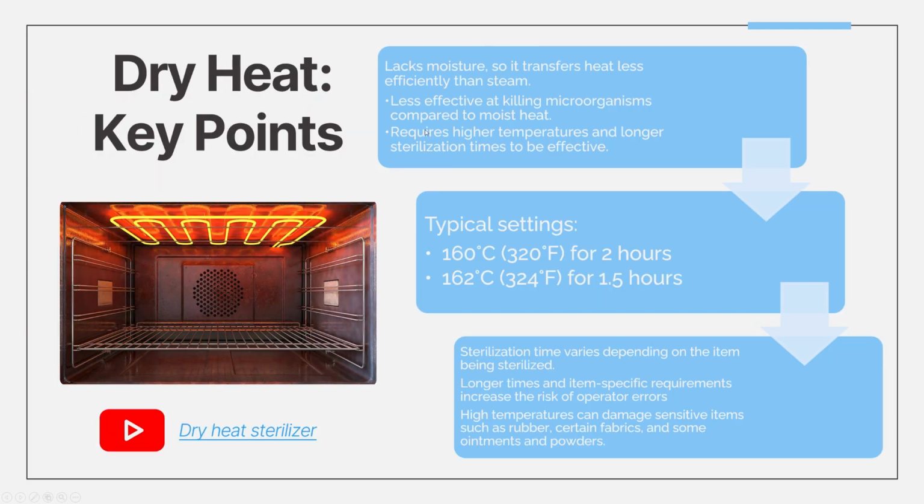All right. So dry heat sterilizers are excellent for materials that can't handle moisture. It's best for glassware and items like microscope slides. It avoids water residue and keeps items looking clean and clear. However, it requires high temperatures, which can damage items like rubber or ointments. Also, the longer cycles increase the risk of operator error. This reinforces why MDRDs don't usually use this method.